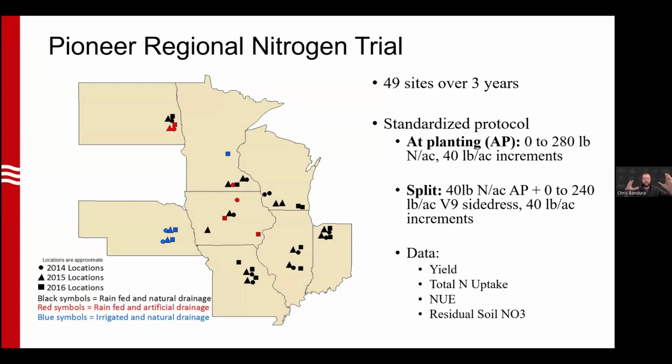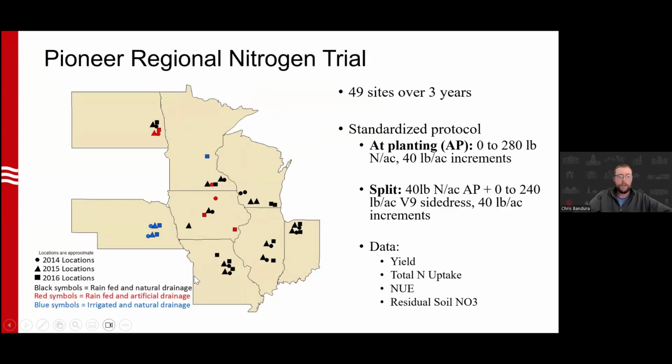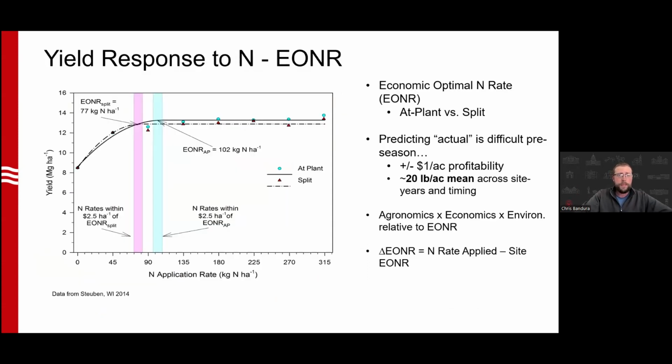That's just one of those things that you have to adapt when you've got 8 different states and you're trying to do what's representative across the whole geography. So some of the data that we'll talk about today, we'll look at yield as it relates to rate as well as by timing, so looking at plant versus the split. We'll look at total above ground uptake, a couple different nitrogen use efficiency measurements, as well as post-harvest residual soil nitrate. And we'll look at what implication timing had on all these different things.